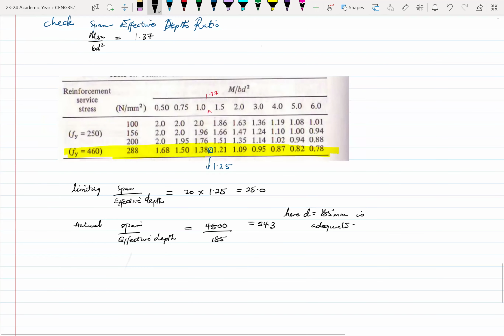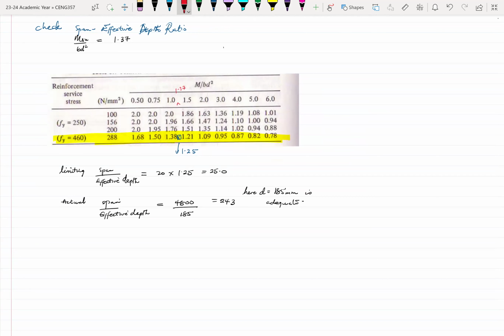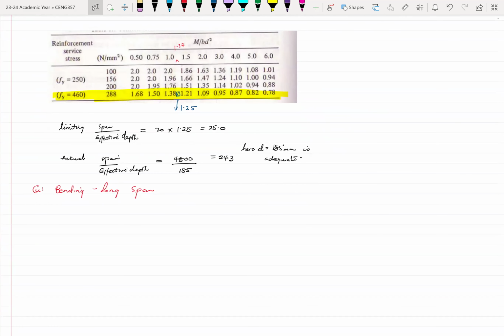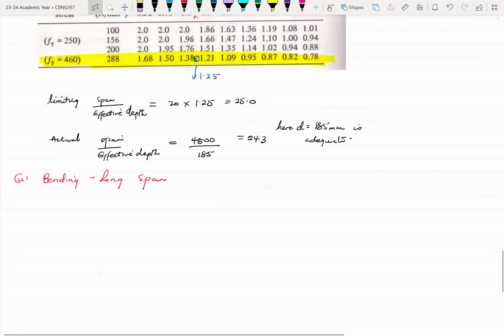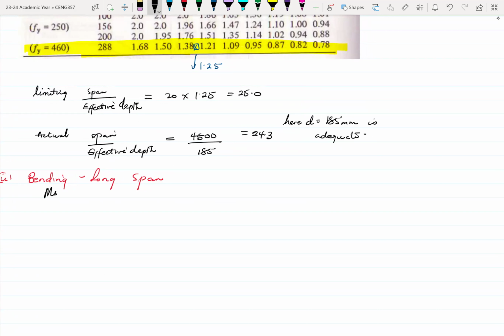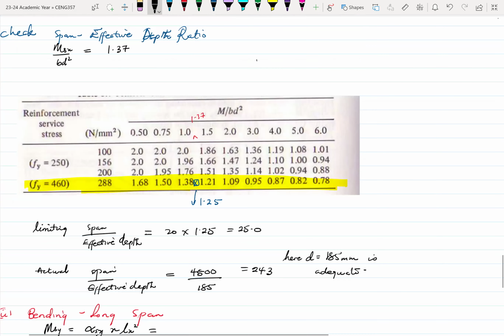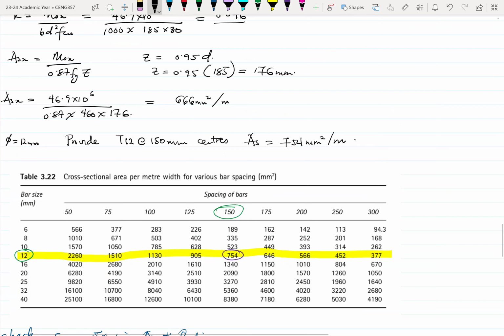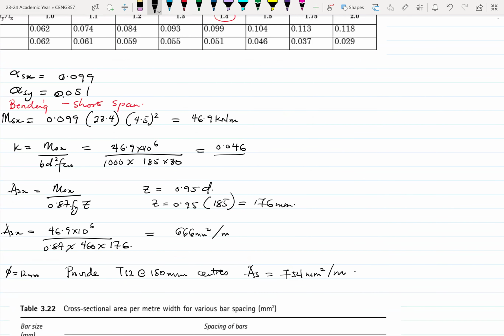That's great. All right. Now let's look at the bending in the long span. So you will see that everything is the same process, we find MXY, we find AXY, and all of that. So very straightforward. So our MXY will be alpha SY times n times LX squared. Please take note, it is LX squared for both cases. So alpha SY was 0.051.